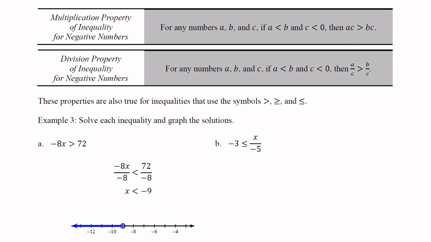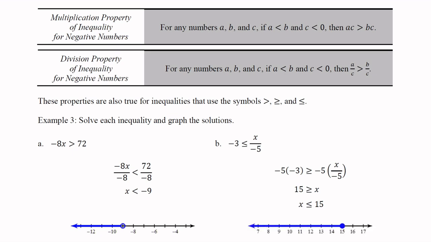For B, we have to multiply each side by negative 5. Doing so, we have to flip our inequality sign from less than or equal to, to greater than or equal to, and that gives us 15 is greater than or equal to x, or x is less than or equal to 15. Okay, you can flip the whole thing to aid in your graphing of the inequality.